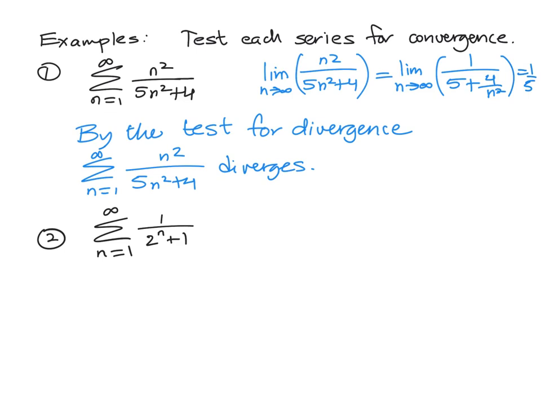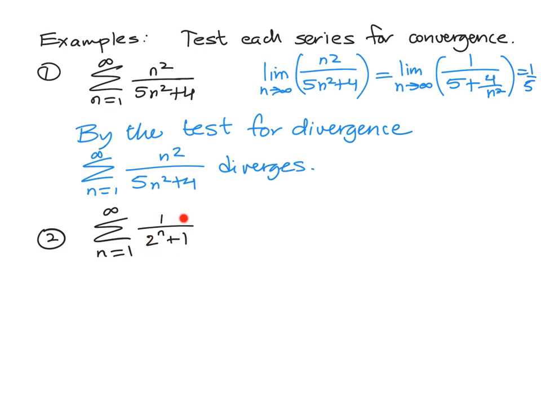Okay, here is another one. The sum as n goes from 1 to infinity of 1 over 2 to the n plus 1. Now, in my head, I'm just going to see what happens to those individual values as n goes to infinity. This becomes 1 over infinity, so 0. So the test for divergence isn't going to give us any information.